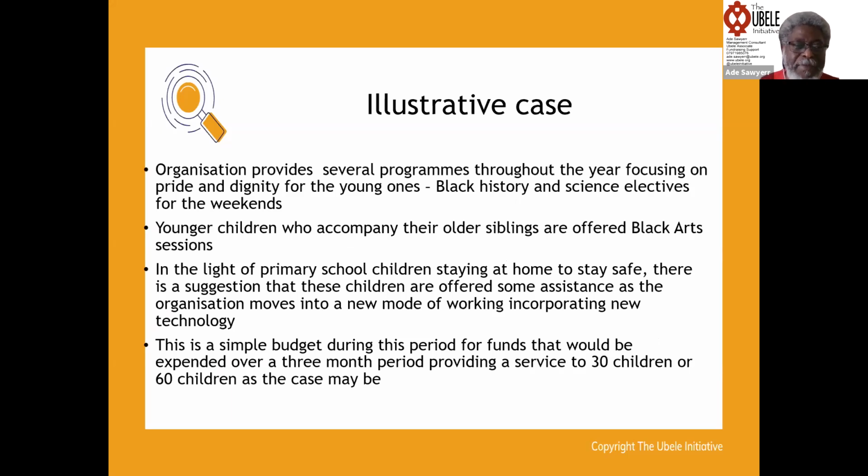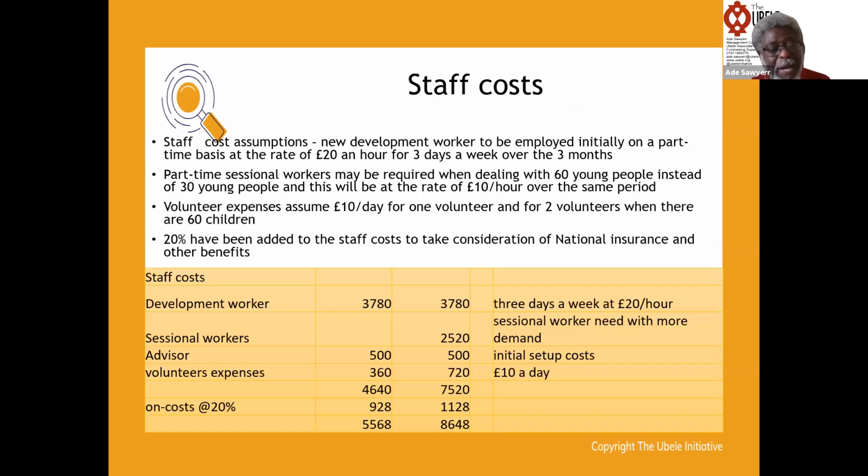I'm going to use an illustrative case, an organization that provides several programs to younger people, and I'm going to try and make it as simple as possible, that the older children go and are offered black art sessions. The younger children are offered something a little bit different. And what I'm going to show is how one will construct a simple budget for 30 children or for 60 children, as the case may be. Okay. So we start by looking at staff costs.